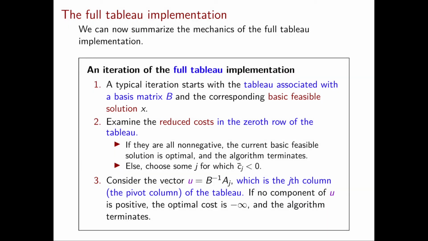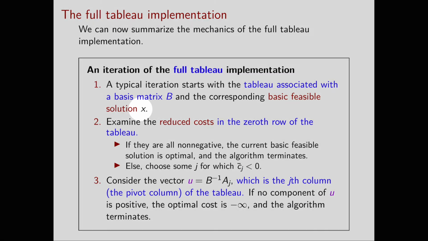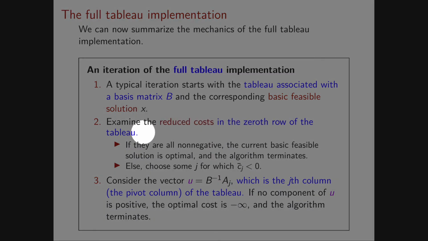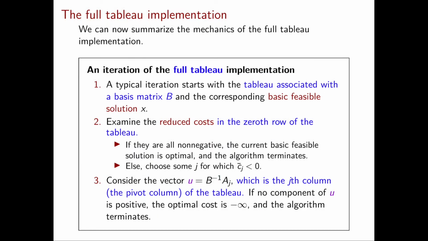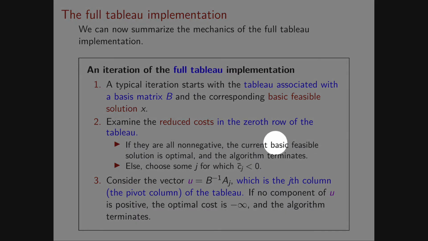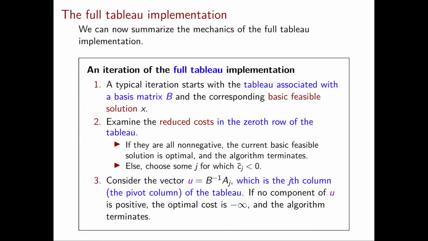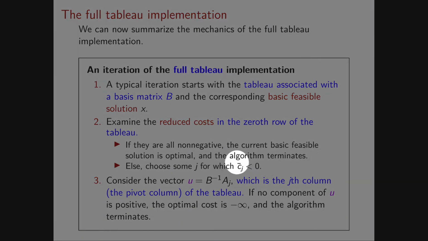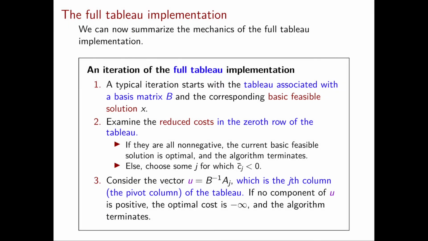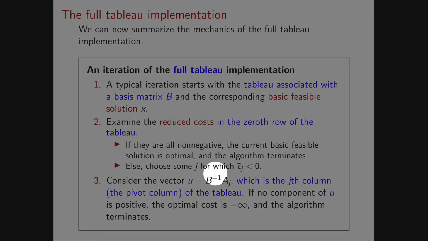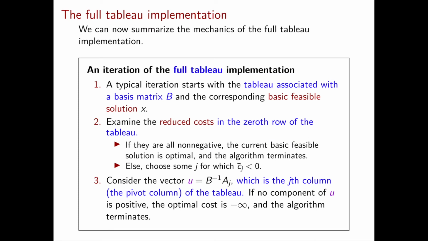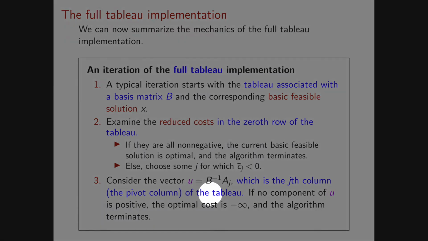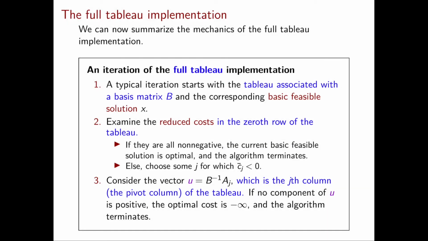Now we need to look at the reduced costs, and these reduced costs are in the 0th row of the tableau. As always, if they're all non-negative, the current basic feasible solution is optimal and the algorithm terminates. Otherwise, we choose some j with the c bar j negative. Next, we need to consider the vector u defined by B inverse A_j. Now this vector is conveniently placed in the jth column of the tableau, and this is the pivot column.